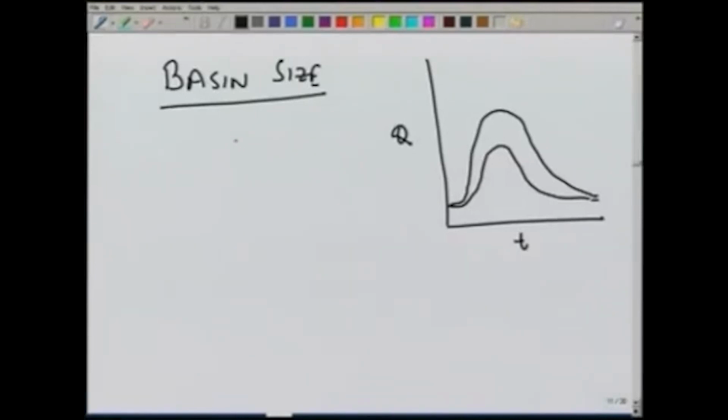Typically, the peak flow is proportional to the basin area to some power n, and n will vary from area to area. There are some typical values given in various books for different areas in India and outside India.